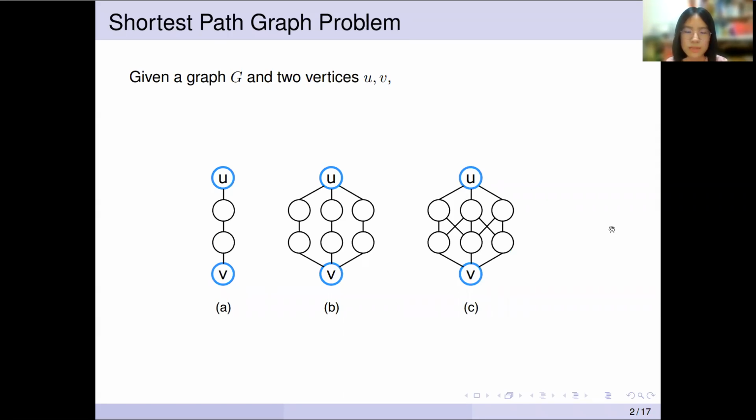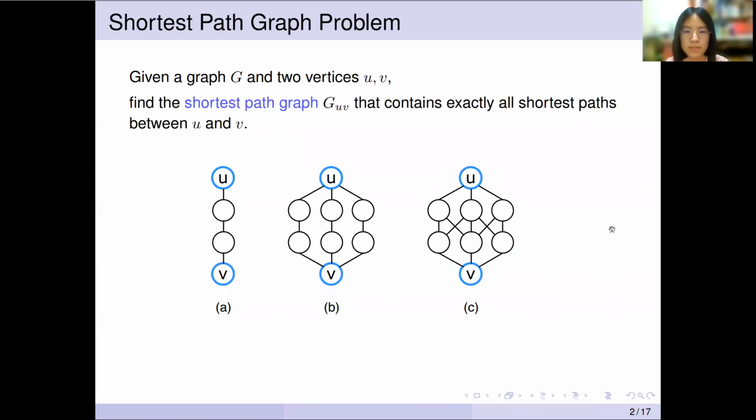A straightforward way is to enumerate all shortest paths between two vertices, but this will lead to overlapped paths and is combinatorially challenging. For example, in graph C, each vertex appears on multiple shortest paths. Therefore, we studied the shortest path graph problem in our paper.